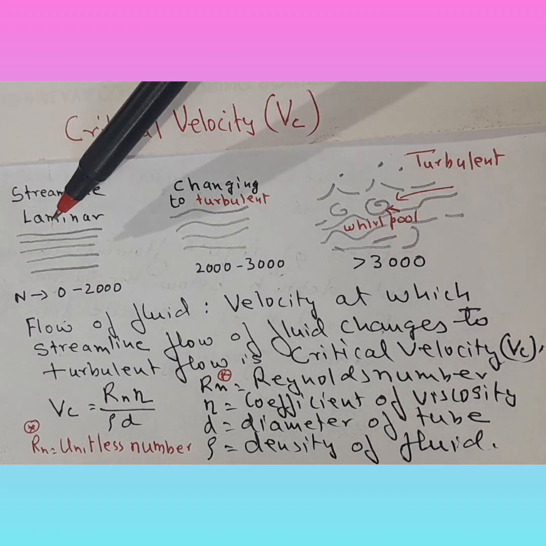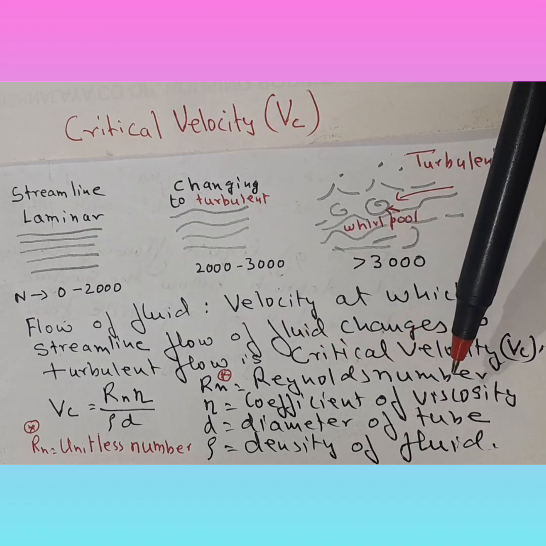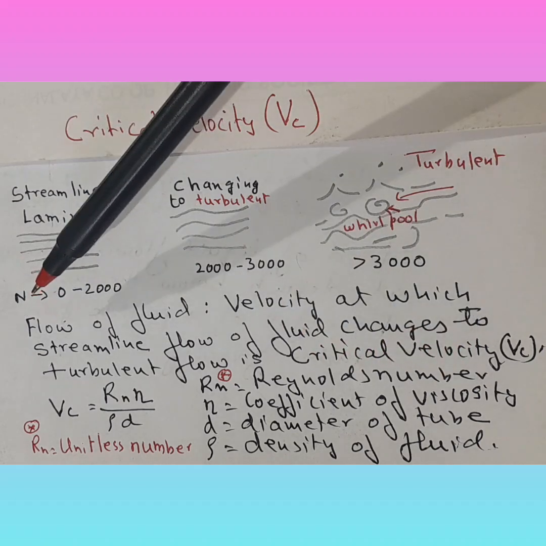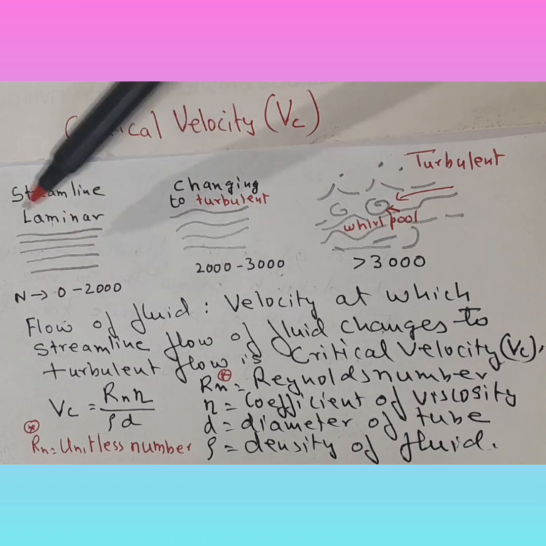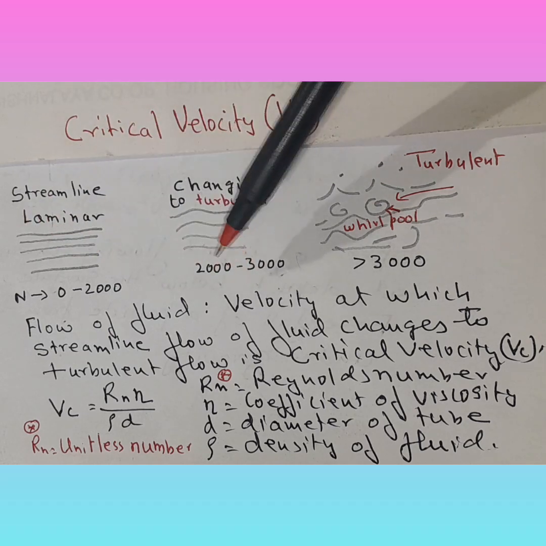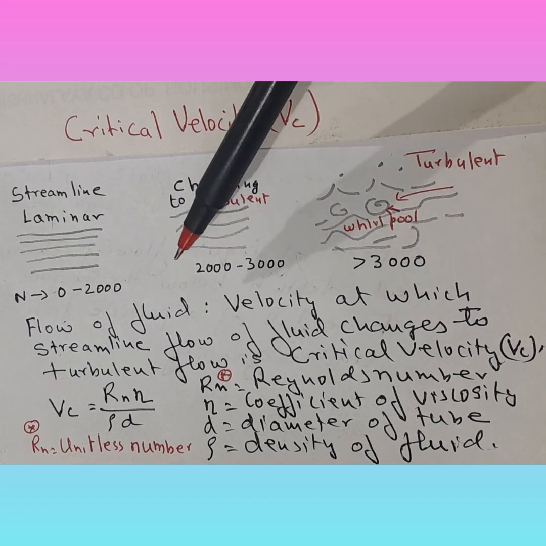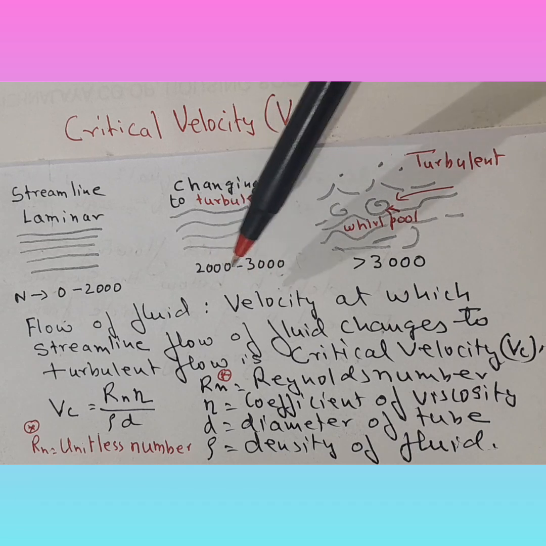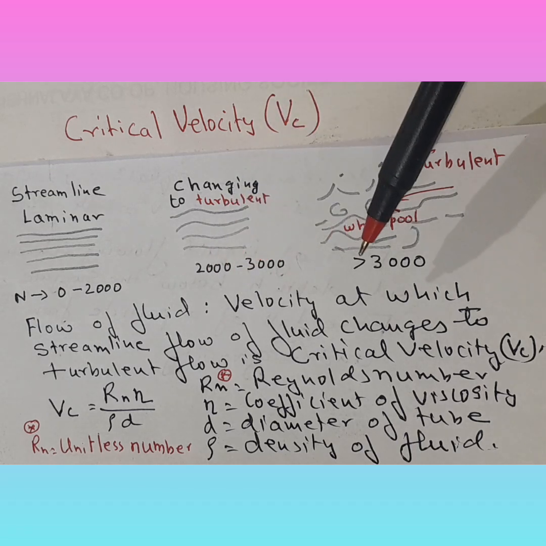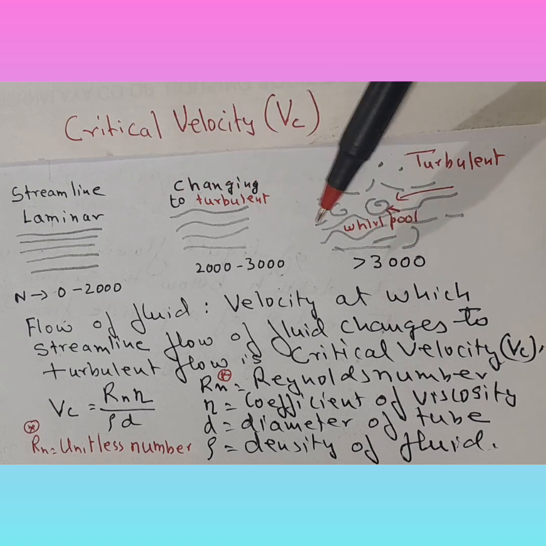And these are categorized by a number known as Reynolds number. Now Reynolds number 0 to 2000 is for streamline or laminar flow, and critical, when it is about to get converted into turbulent, that value is 2000 to 3000, and turbulent is greater than 3000. Alright, so this is about the number.